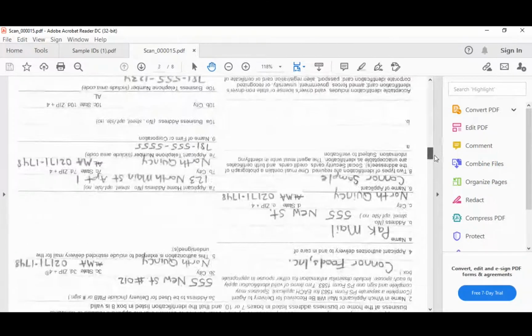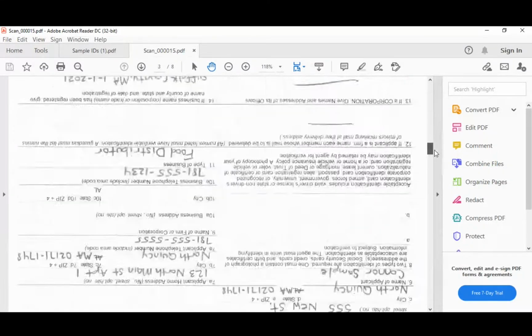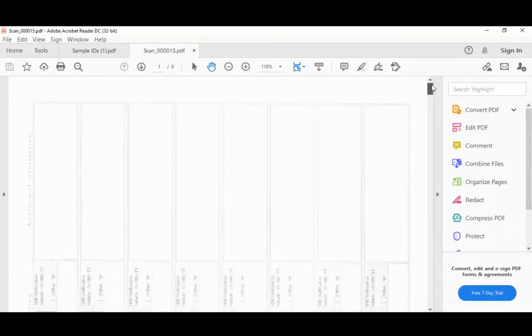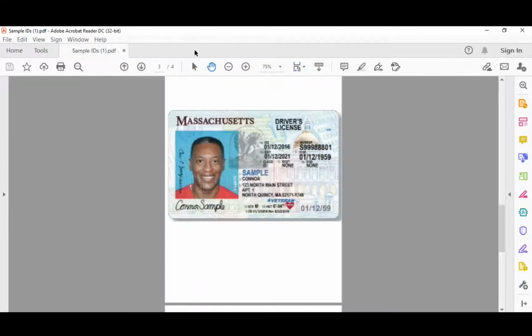Yes. Oh my God, I have it upside down. That's not going to help. Oh my goodness. Okay, everything is upside down, guys. So I'm just going to go out of there.